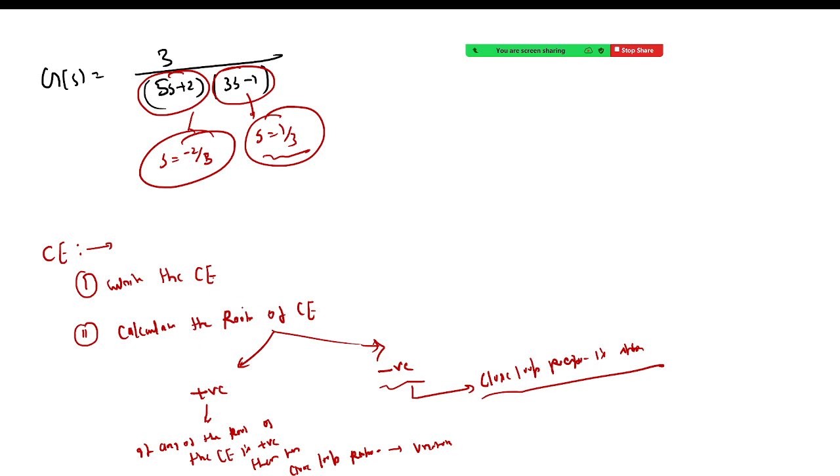So when the root is real, right now I'm talking about real roots, first try to check whether it is positive or negative. If any of the roots is coming positive, and I'll tell you later on how you can check the roots, then it will be an unstable system. But if all the roots are negative, if it is real, then the system will be a stable system, right?